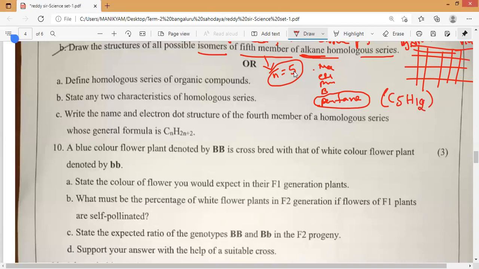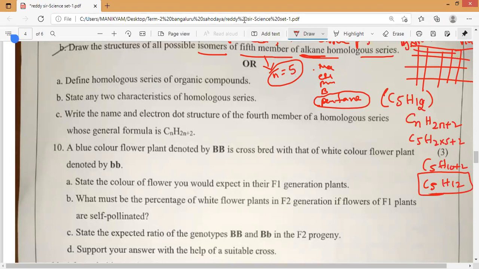So what is the general formula? CnH2n plus 2. So C5H2 into 5 plus 2, which is equal to C5H10 plus 2, which is equal to C5H12. Very good. So now what is the number of isomers? n is equal to 5. Check it till n is equal to 7. I told you to learn correctly. Why are you taking this much time? Kavya? 3, sir. Very good. So the number of isomers is 3.